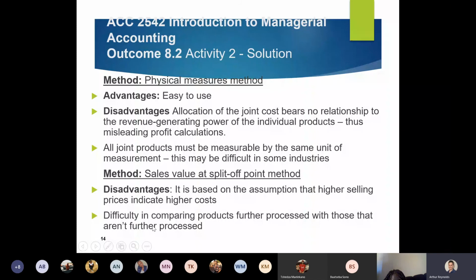Also, all joint products must be measurable by the same unit of measurement. This may lead to difficulties in some industries. If everything is liters or kilograms, it's fine. But once you have a different unit of measurement, you could run into problems. With the sales value at split-off point, you assume that the higher selling price will indicate a higher cost. So you're actually assuming that all your profit margin remains the same. So there is a difficulty in comparing products which are further processed with those which aren't further processed. So that could also be a problem.